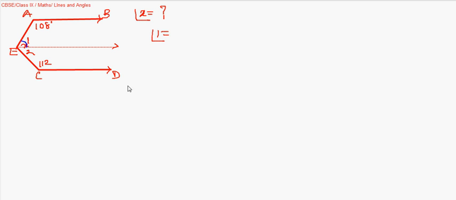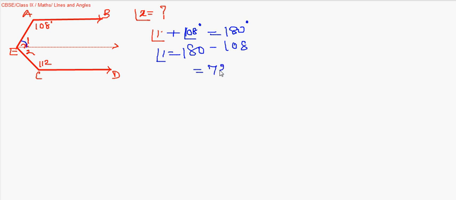Now angle 1 plus, I made a mistake here. Angle 1 plus the angle which is marked as 108 degrees, the sum is 180 because they are supplementary. The reason being they are interior angles on the same side of the transversal. So angle 1 will be 180 minus 108, so that makes 72.